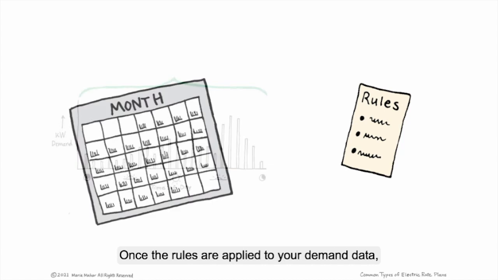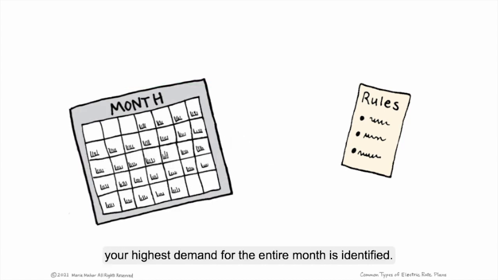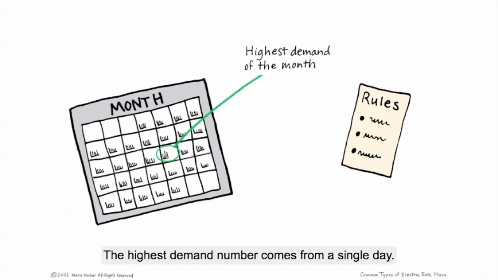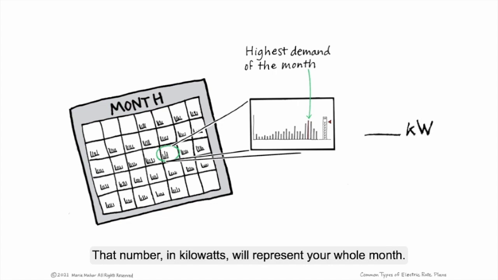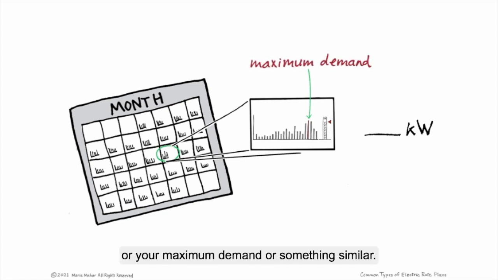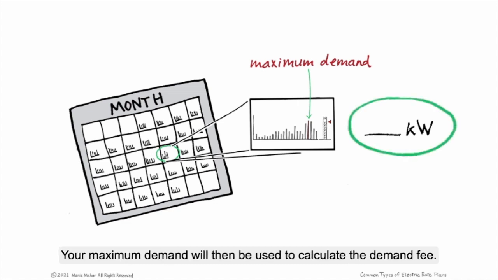Once the rules are applied to your demand data, your highest demand for the entire month is identified. The highest demand number comes from a single day. That number in kilowatts will represent your whole month. The utility may call your highest demand your peak demand or your maximum demand or something similar. I'll use maximum demand here. Your maximum demand will then be used to calculate the demand fee.